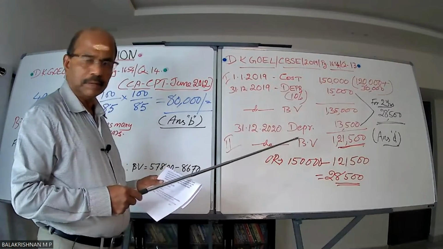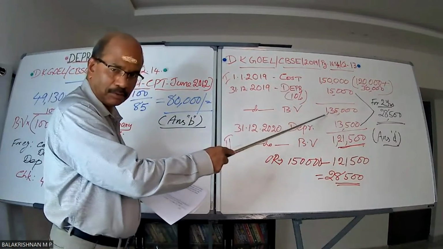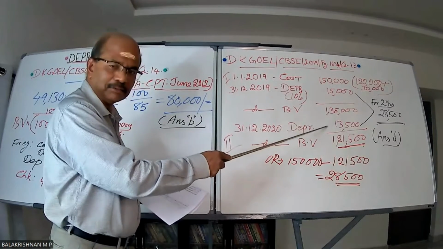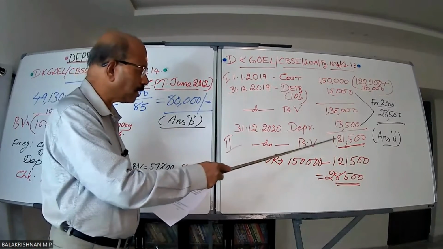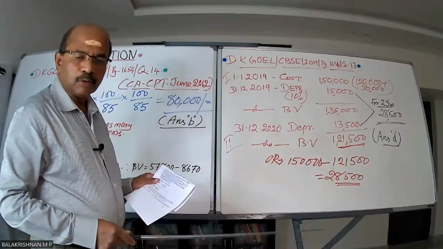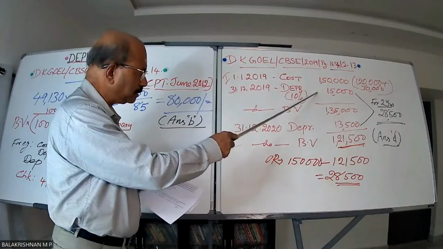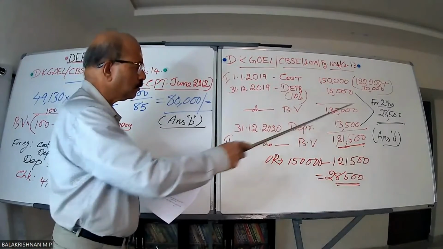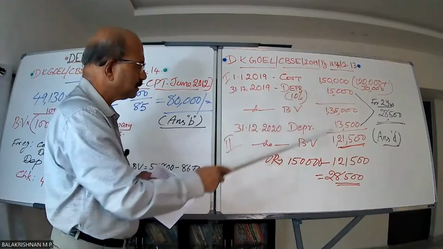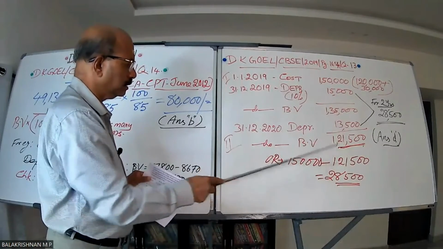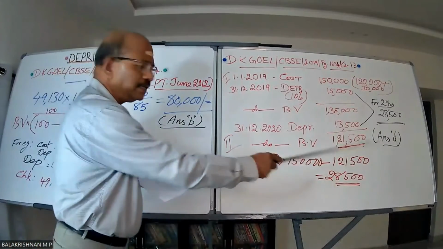1,35,000. Okay, and next year for one full year depreciation will be on this amount because WDV 10%, 13,500, and book value after depreciation at the year end will be 1,21,500. Now total depreciation: the first year depreciation plus this depreciation is 28,500, or in other words, original cost minus the latest book value, this minus this, 28,500. That answer has been given in option D.